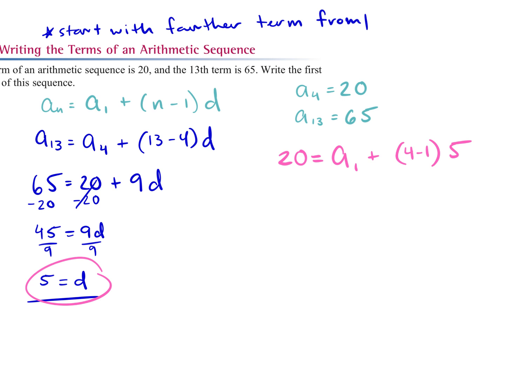So here we have 20 is equal to A sub 1 plus 4 minus 1, which is 3, and 3 times 5 would be 15. We can subtract 15 on both sides. So we got 5 is equal to A sub 1. So 5 is our first term.